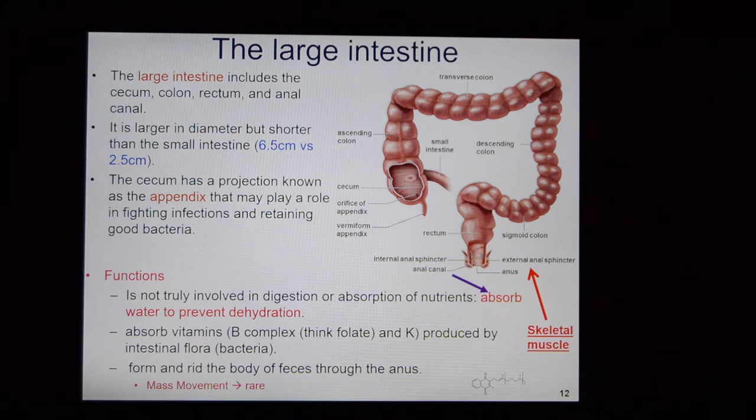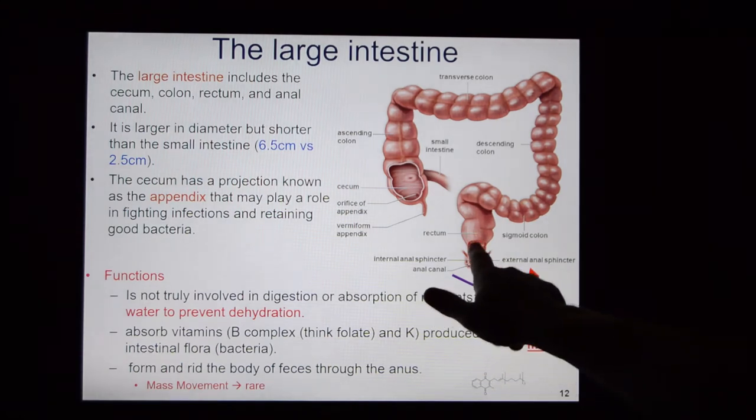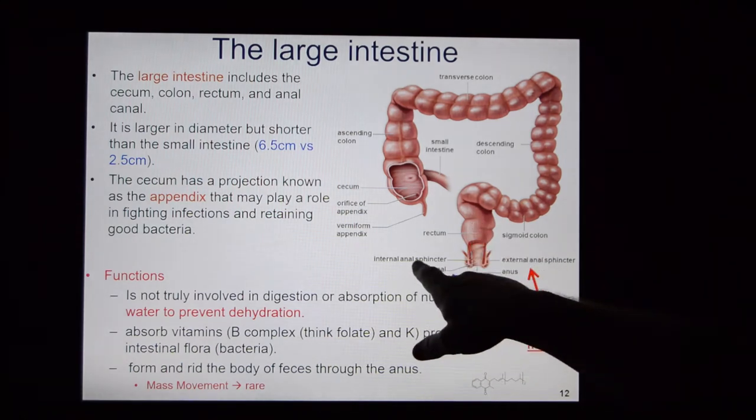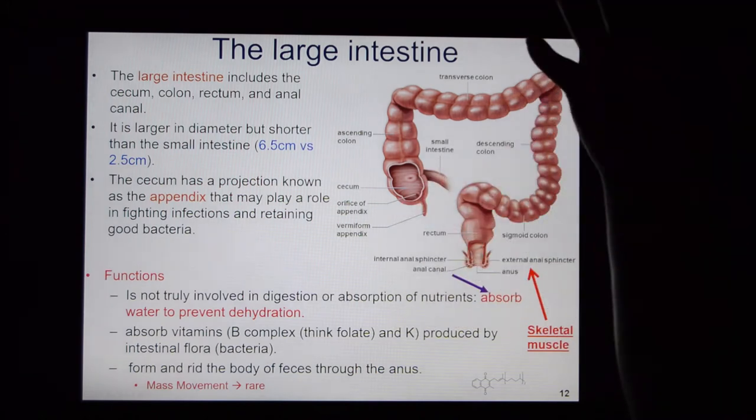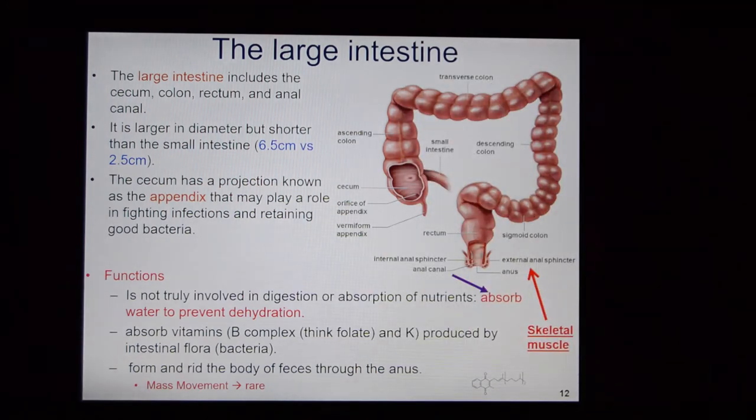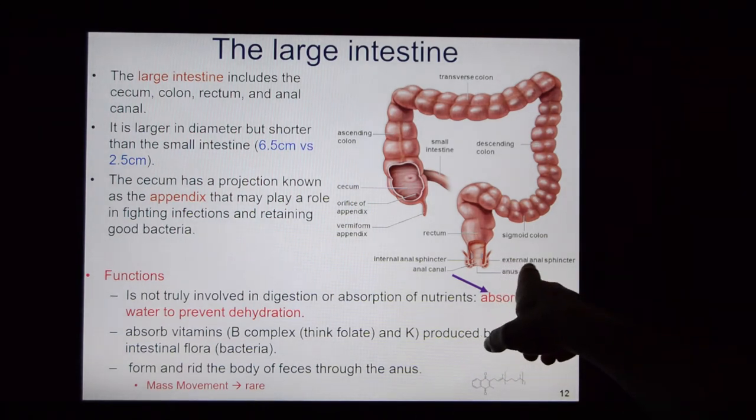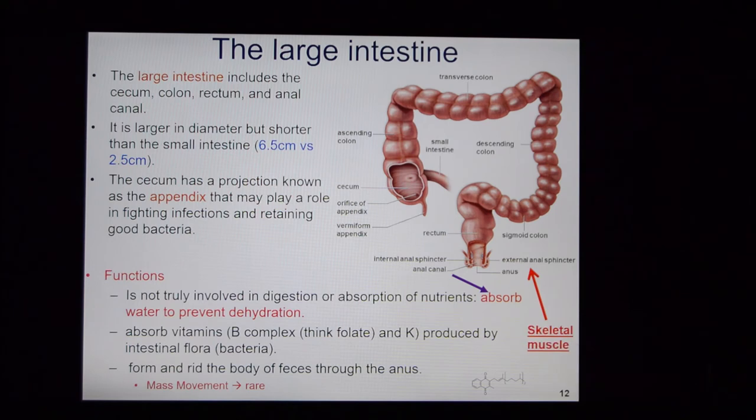Now let me point out this too. The external and internal anal sphincters. When the internal anal sphincter opens and allows feces to move out towards the external anal sphincter, that's when you get a sensation like you need to go to the bathroom. The external anal sphincter is made out of skeletal muscle, and you have conscious control over that to decide when you're going to go or not. In other words, this is very similar to how the bladder works. Very similar.